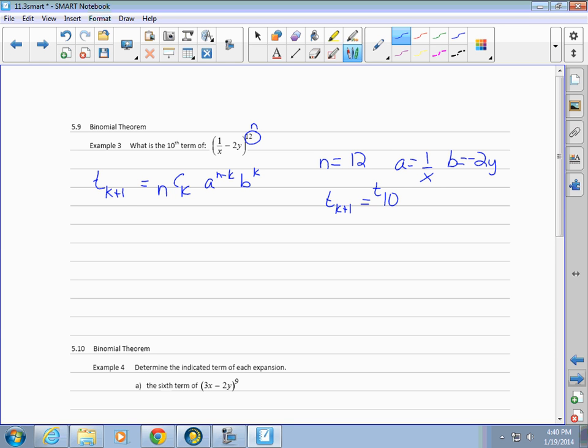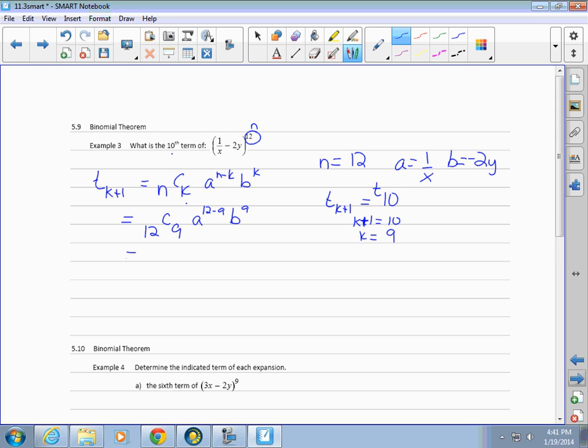So if you remember when we're doing logs and exponents, you can drop the common thing and just solve from there. So this would be k plus 1 is equal to 10, so k is equal to 9. Or just remember that when you're substituting in, your k value is just going to be one less than the one you're looking for. So if I substitute in here, my 10th term is going to be 12 choose 9, a to the 12 minus 9, b to the 9.